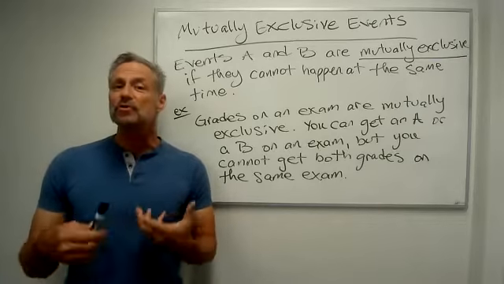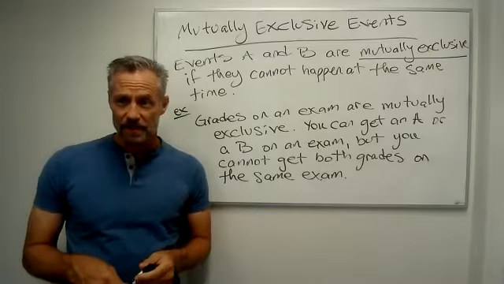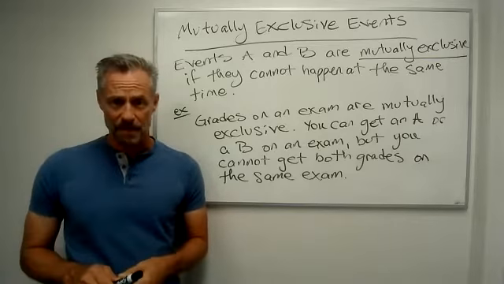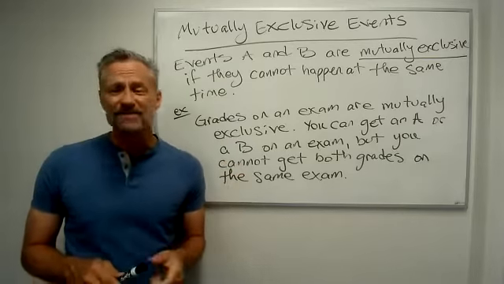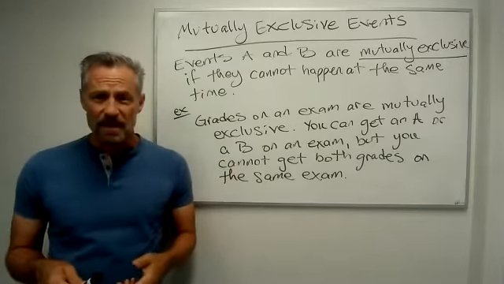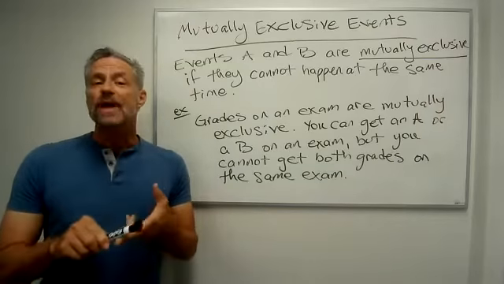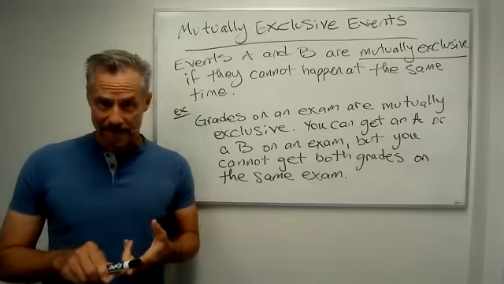Let's look at the idea of mutually exclusive events. Now, events A and B are mutually exclusive if they cannot happen at the same time. So for instance, grades on an exam are mutually exclusive because you can get an A on the exam or you can get a B on the exam, but you can't get both grades on the same exam.